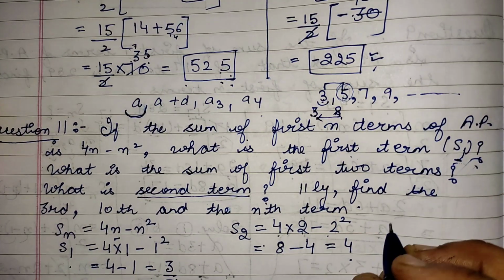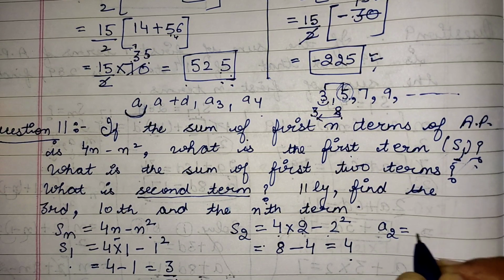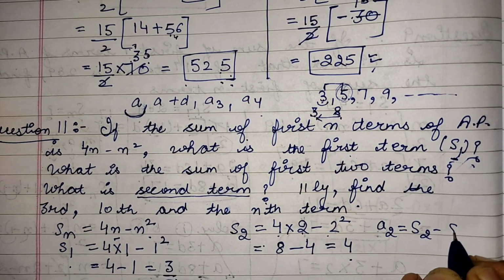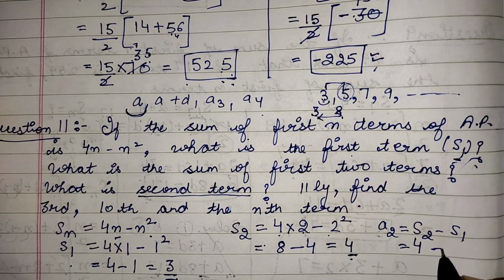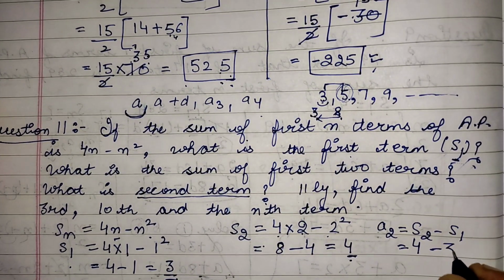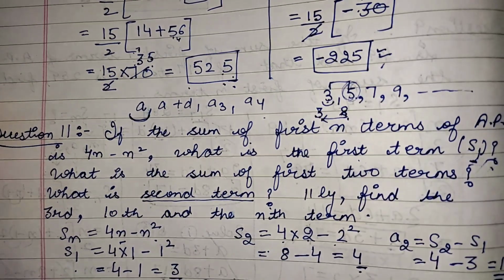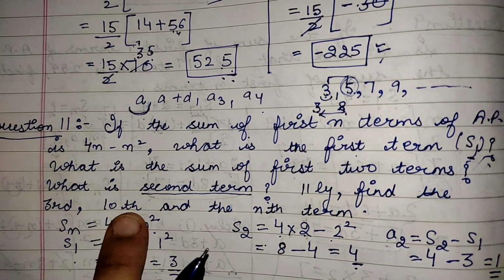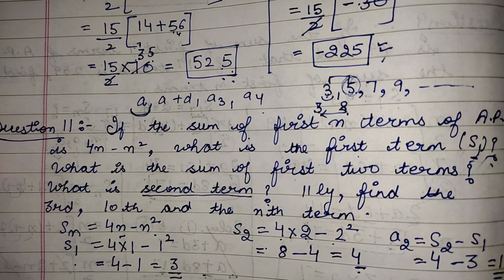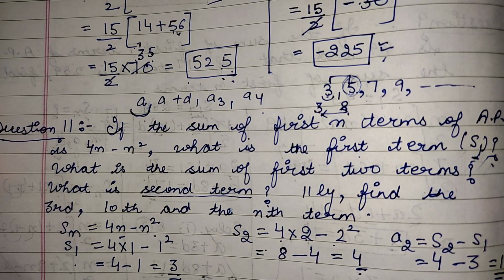So similarly, A2 is equal to S2 minus S1. S2 is my 4, minus S1 is my 3. So my answer will be equal to 1. Similarly, find the third, 10th and nth term in the AP.